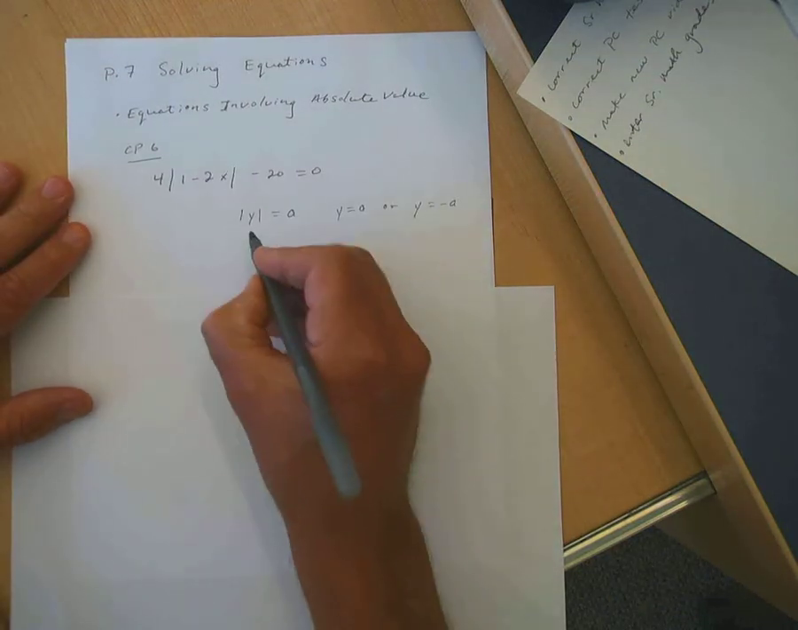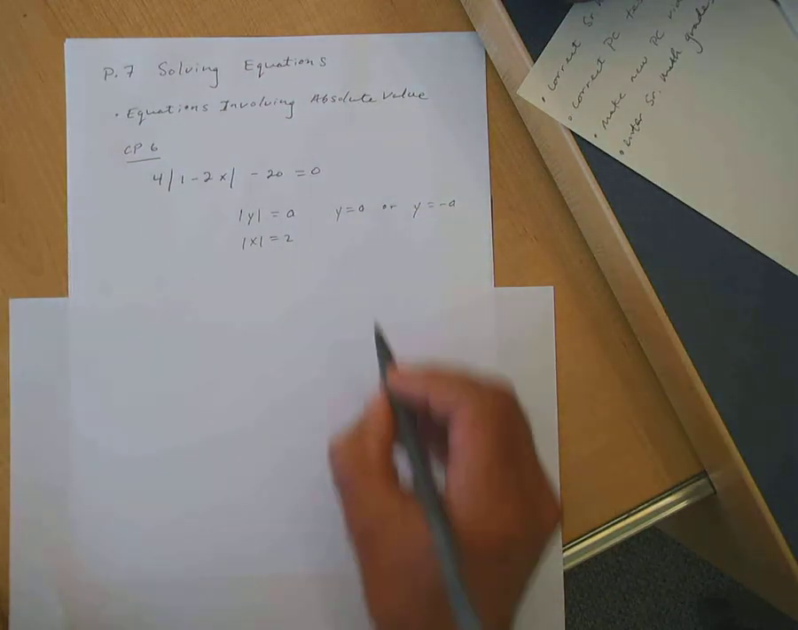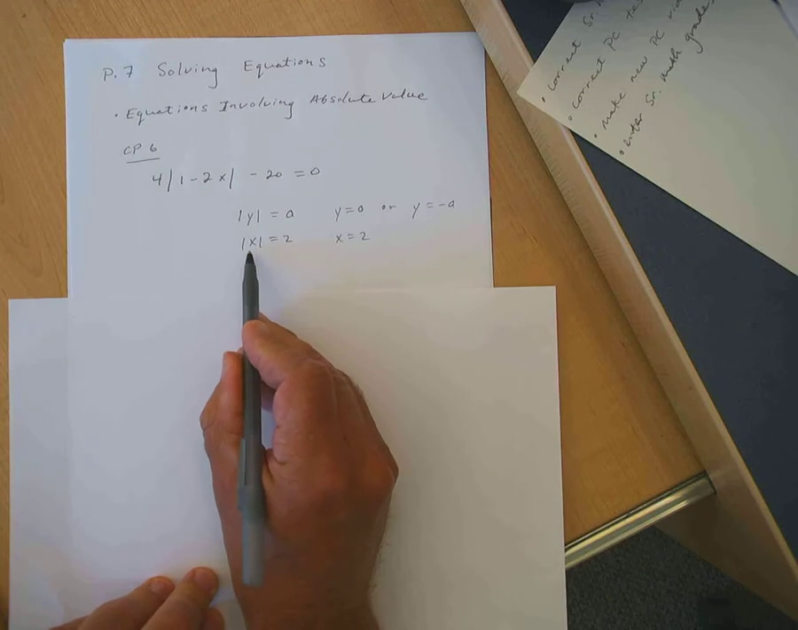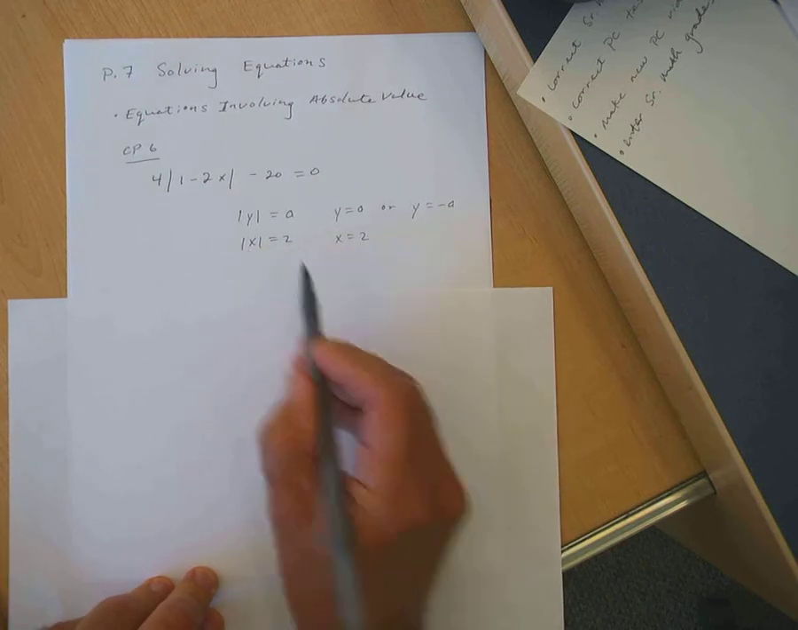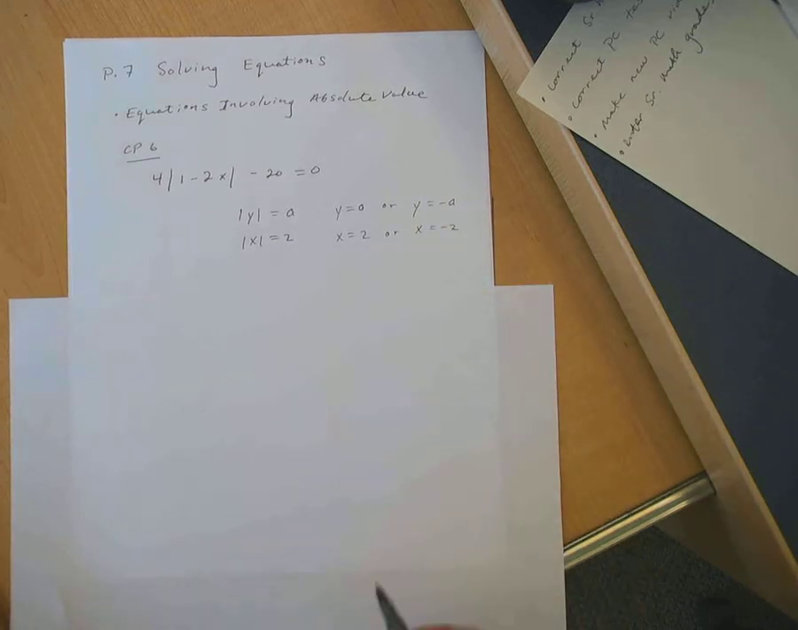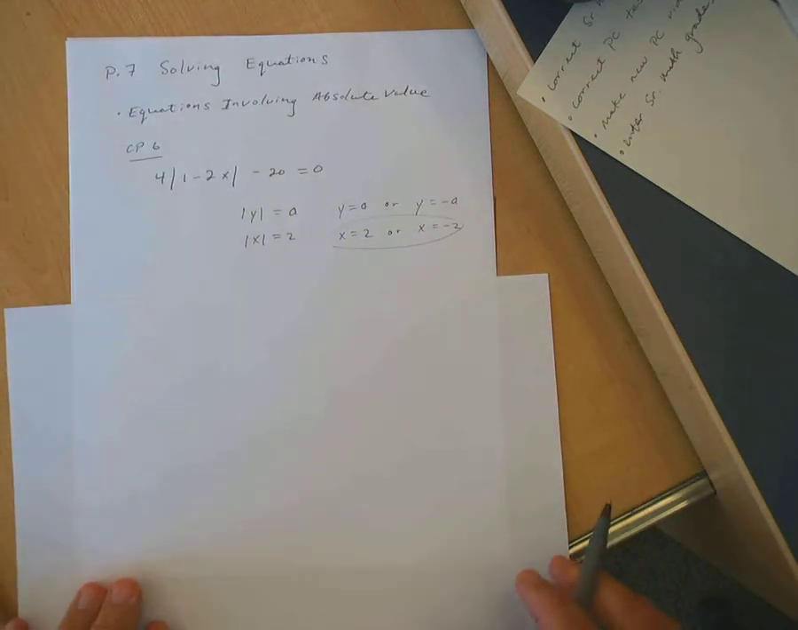A more specific example, if we had the absolute value of x is equal to 2, I think you can see that x would have to be equal to 2, but x could also be negative 2, because when you take absolute value, you get the positive number. So x equals 2 or x equals negative 2. So that's the idea we're going to use. We're going to take absolute value, remove it, but we'll actually end up with two equations to work with.